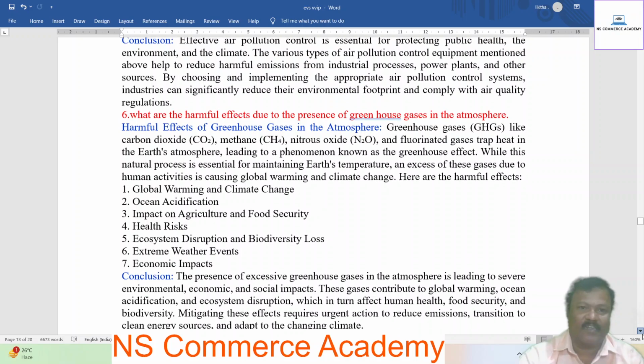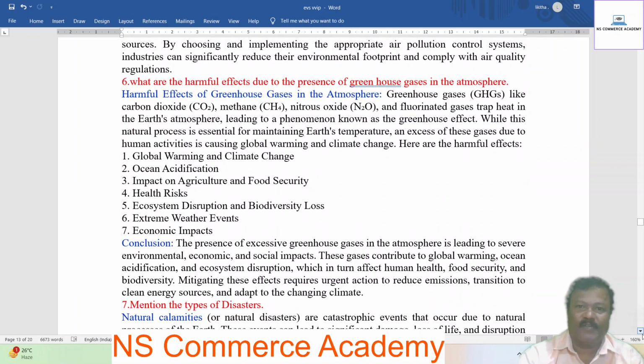Okay. Next, what are the harmful effects due to the presence of greenhouse gases in the atmosphere? Greenhouse gases like carbon dioxide, methane, nitrous oxide, and fluorinated gases trap heat in the Earth's atmosphere, leading to a phenomenon known as the greenhouse effect. While this natural process is essential for maintaining Earth's temperature, an excess of these gases due to harmful activities is causing global warming and climate changes.